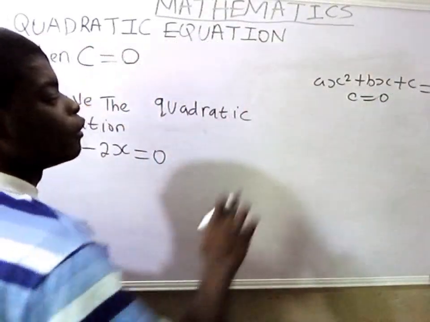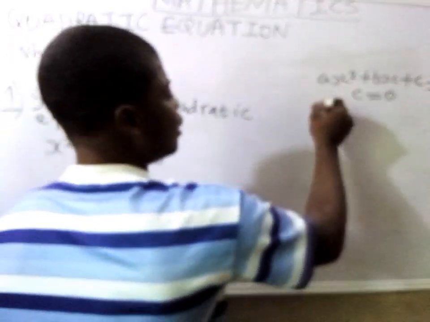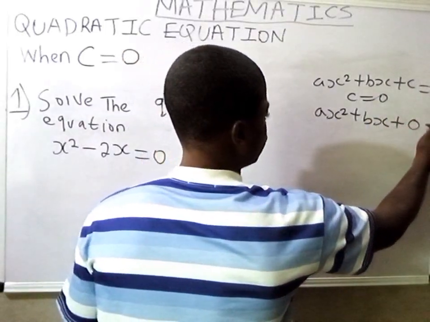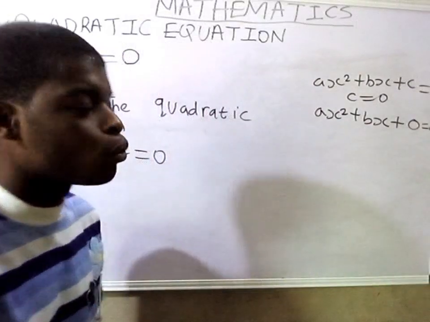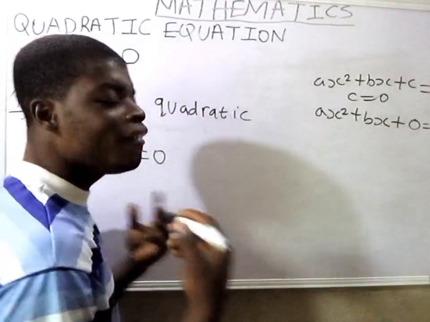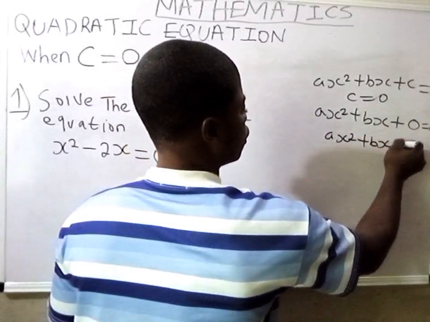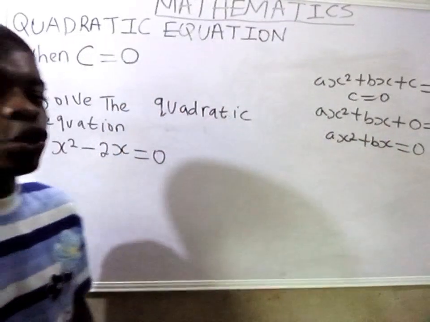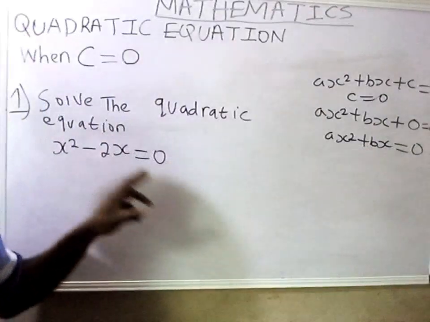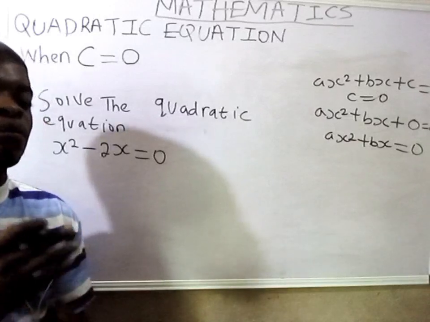Then we substitute the value of c equals 0 into the equation, by saying ax squared plus bx plus 0 equals 0, because c equals 0. So now that c equals 0, you can write this equation as ax squared plus bx equals 0. This is the new equation for when c equals 0. You can compare it with the one we have here. They are alike. So let's solve the questions given on the board.